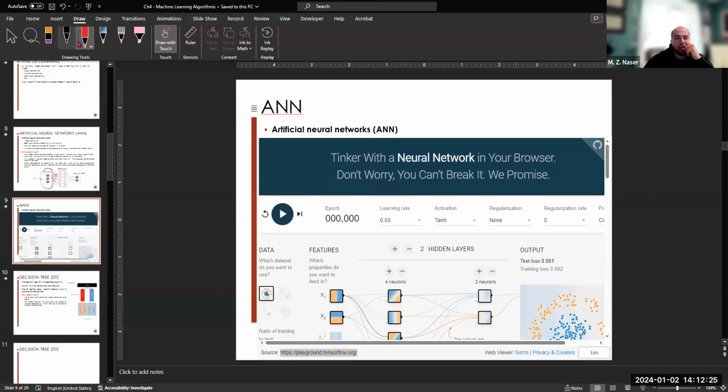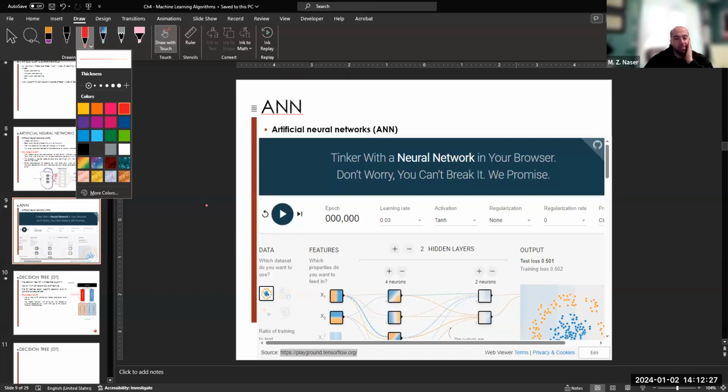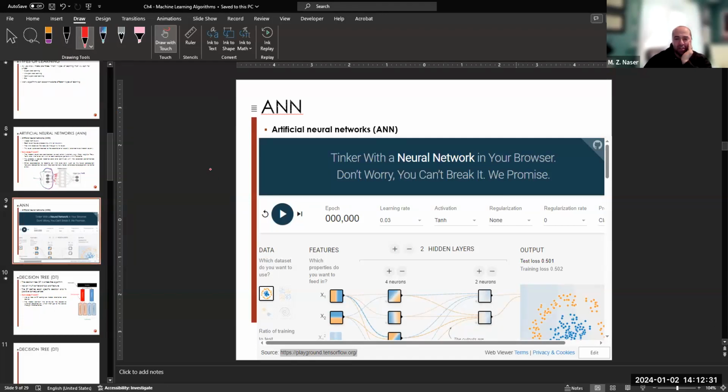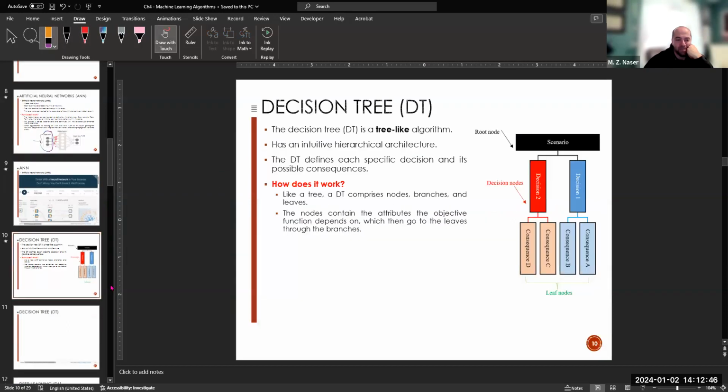And that's something I sometimes really like. Computer science tends to be a little bit more flexible than civil and environmental engineering. Like if you look here, it says, tinker with a neural network in your browser. Don't worry, you can't break it. We promise. And those light touches make education and teaching a little bit more interesting.